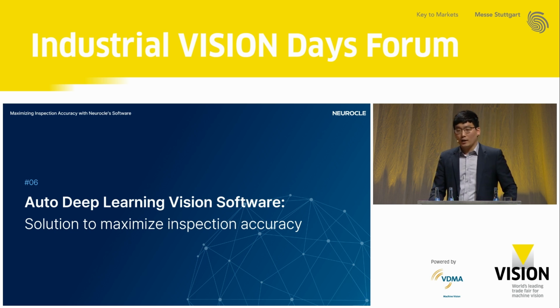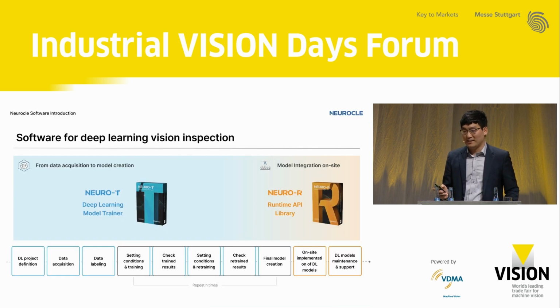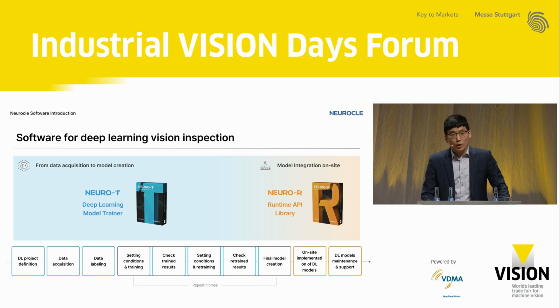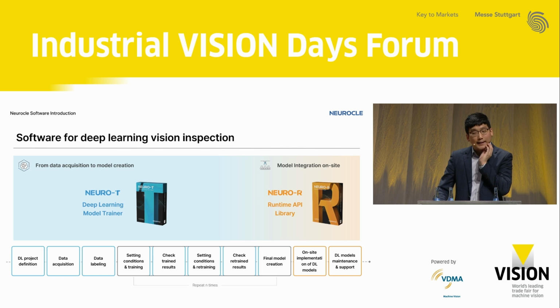We are providing auto deep learning vision software to maximize your accuracy. Some problems here. Yeah, and we have two software packages. One is the training software, and the other is the runtime library.